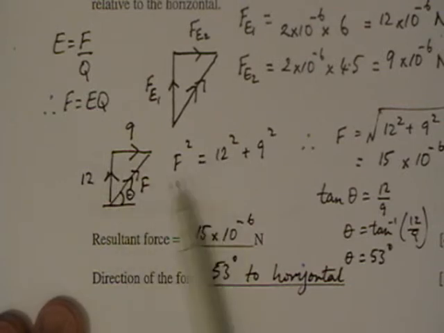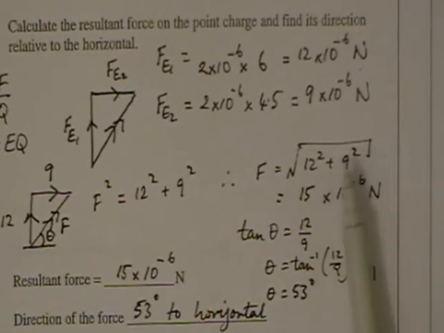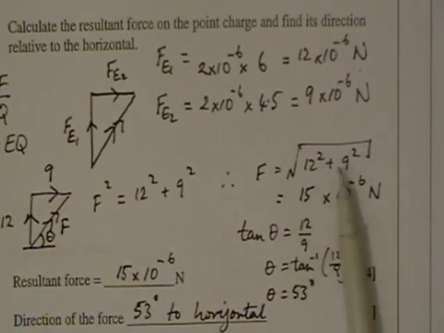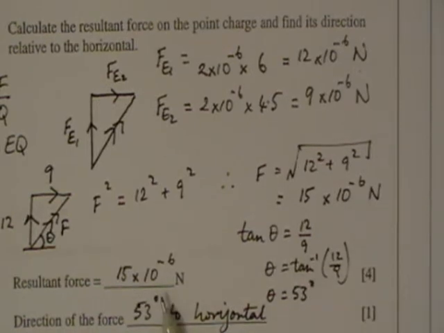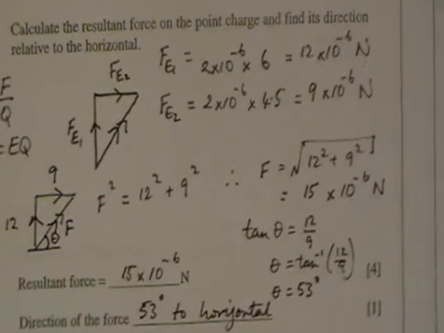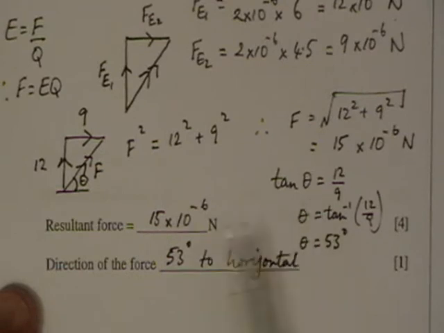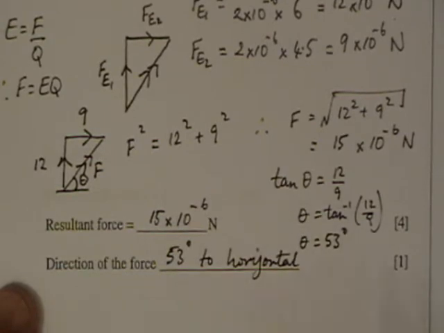That means if we use Pythagoras, we get F squared equal to 12 squared plus 9 squared, or F is equal to the square root of those two added together, which when we square root that we get 15, but I've omitted the 10 to the minus 6 because it was easier to work with. Therefore it's 15 times 10 to the minus 6 newtons is the force. Then we use tan to work out the angle, 53 degrees to the horizontal. Okay.